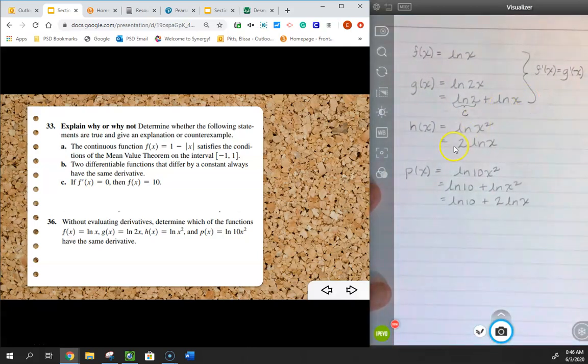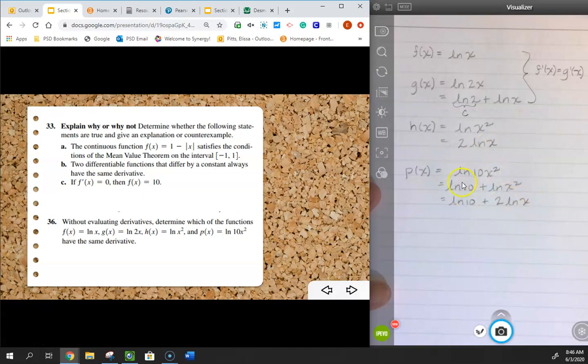Similarly, h of x we rewrote as 2 natural log of x. That's not going to be the same as these up here because this is a constant multiplied by the function. When they say they differ by a constant, it either has to be added or subtracted from the functions for the derivatives to be the same. If you have a constant multiple, that constant multiple is going to change the derivative, so this derivative is not the same as either of these.